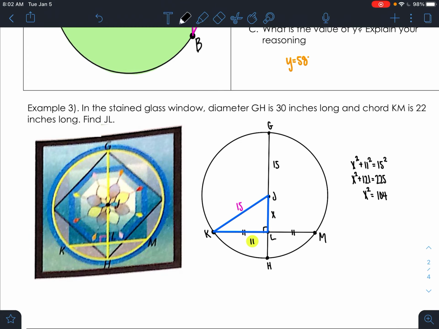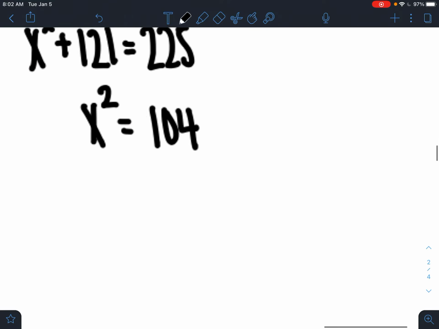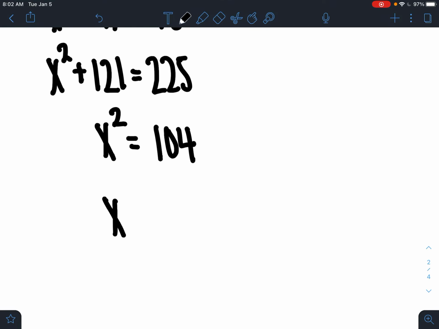And this says just to find JL, all right? So it's not telling you to put in decimal form or anything like that. So I'm going to keep it in radical form. So I'm going to have x is equal to the square root of 104.